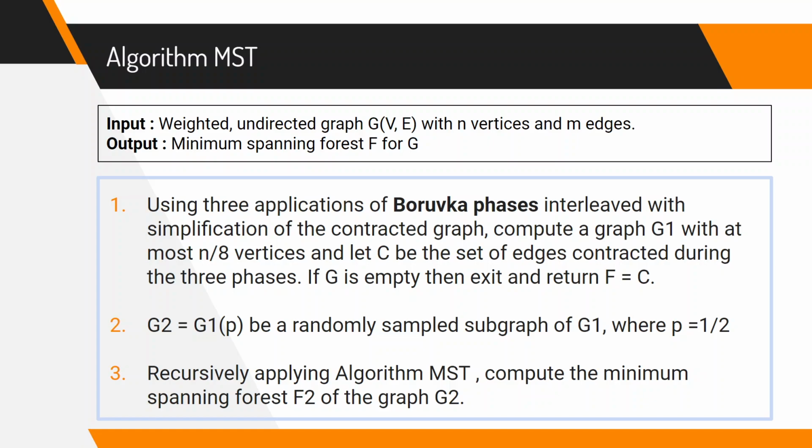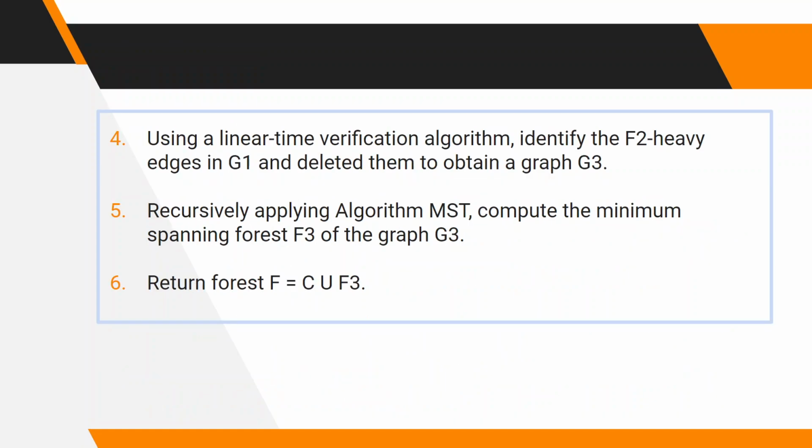Now using a linear time verification algorithm, identify the F2-heavy edges in G1 and delete them to obtain a graph G3. We will recursively apply algorithm MST, compute the minimum spanning forest F3 of the graph G3, and finally return forest F equal to C union F3.